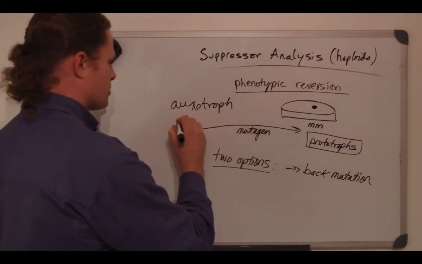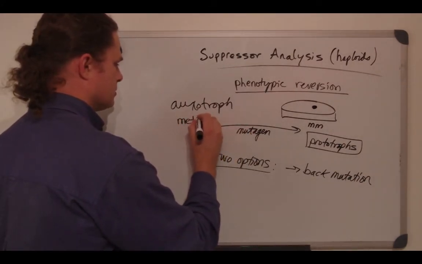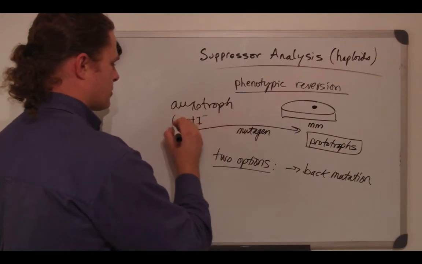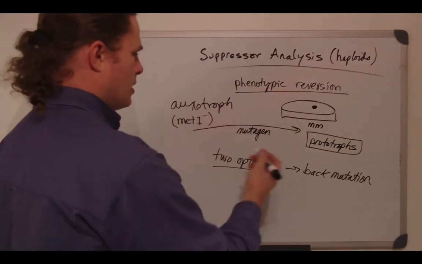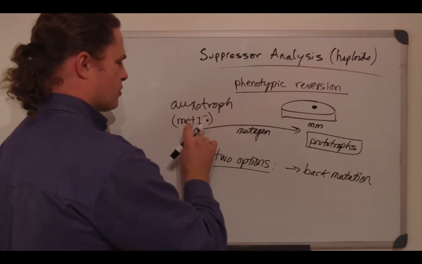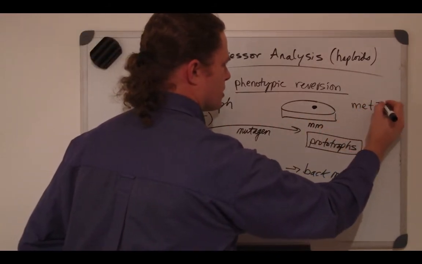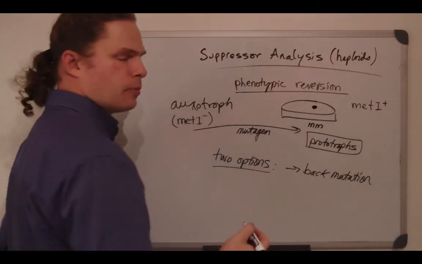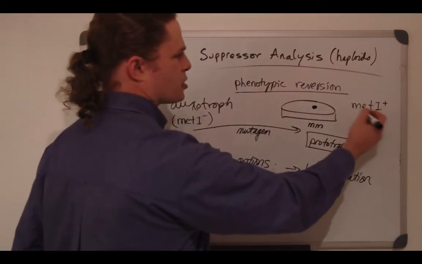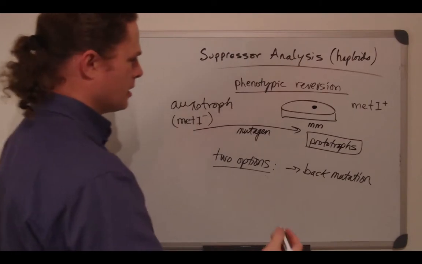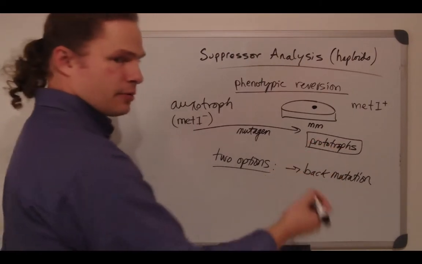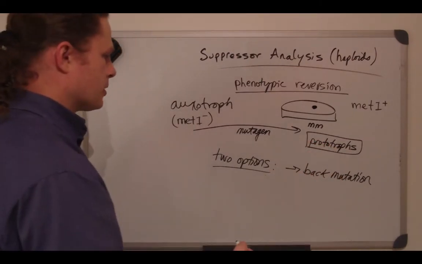So, for example, if this was, say, a methionine auxotroph of some kind, we'll call it MET1 minus. A back mutation is simply a conversion from MET1 minus to now something that is fixing that original locus and reverting it back to a wild-type phenotype. So now we've got a functional copy of the MET1 locus. So that's the one option, fixing the original problem at the original locus.